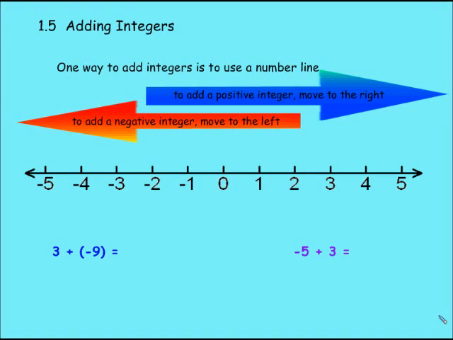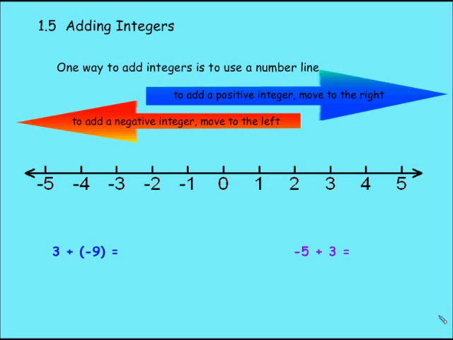Lesson 1.5 is now going to be about adding integers. One way to add integers is to use a number line, whether the number line is written or in your mind so you can see which way you're going. Either one works fine. If we're going to add a positive integer, we'll move to the right. If we're going to add a negative integer, we're going to move to the left.